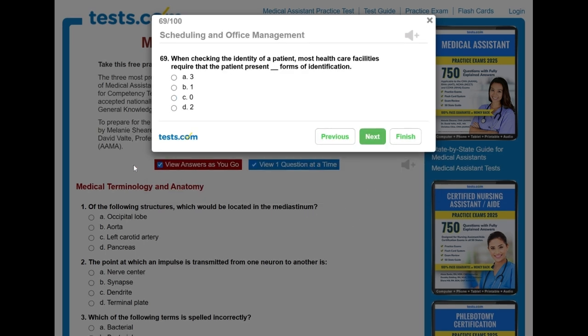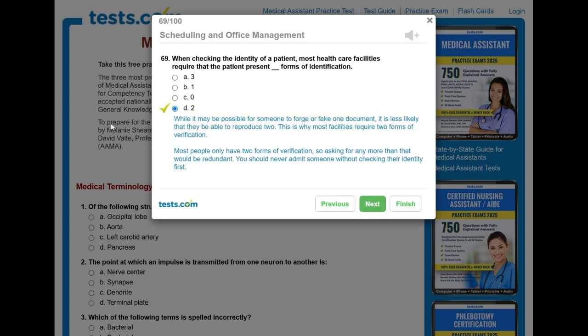Question 69. When checking the identity of a patient, most healthcare facilities require that the patient present blank forms of identification. A. 3. B. 1. C. 0. D. 2.